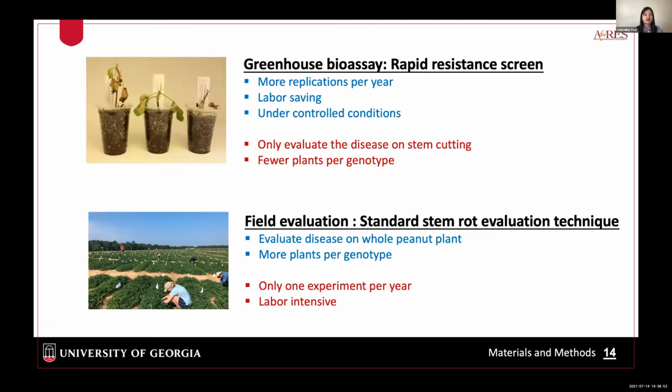Greenhouse and field evaluations were conducted in this study. There are some pros and cons for each method. For example, the greenhouse bioassay is a rapid screening method, we can do more replications within a year, and it's a labor-saving method. On the other hand, the advantage of the field is that disease is evaluated on the whole plant instead of the stem cutting only in the greenhouse.